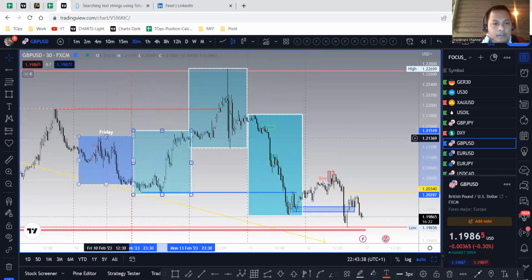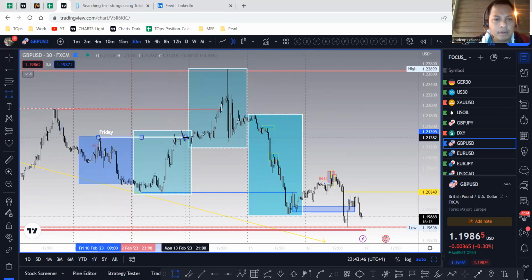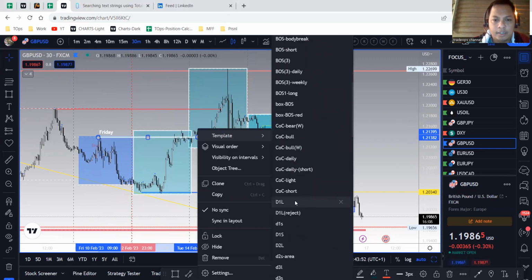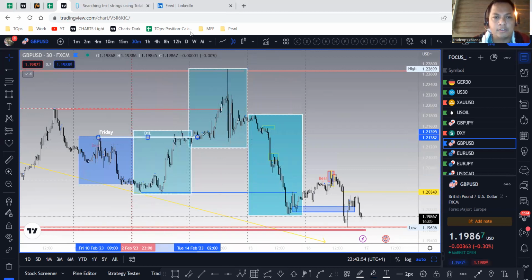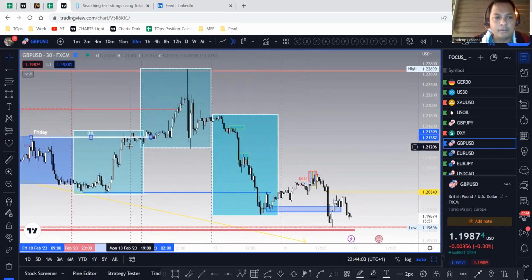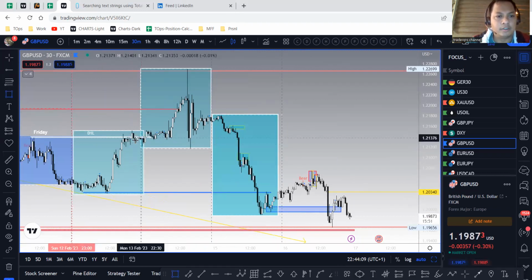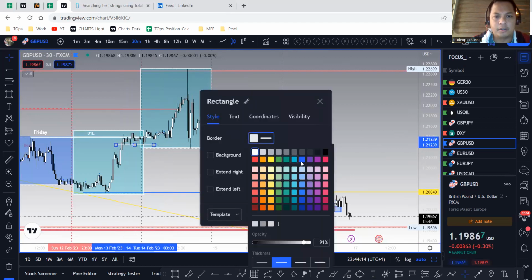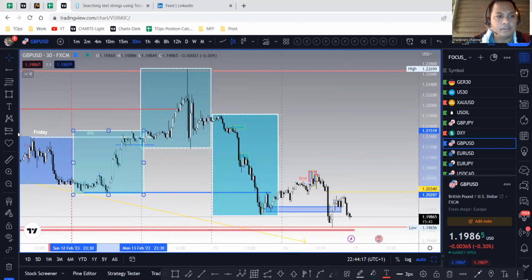So unang-una, reference point natin yung Friday at Monday kasi ito yung initial balance. So nag-break yung Monday sa high ng Friday and I call that as D1L, L for long. So pasok dito yung mga long trades. So pagka-breakout, usually magpo-pullback yan to retest yung origin of the breakout, which is ito. So meron tayong support dyan.